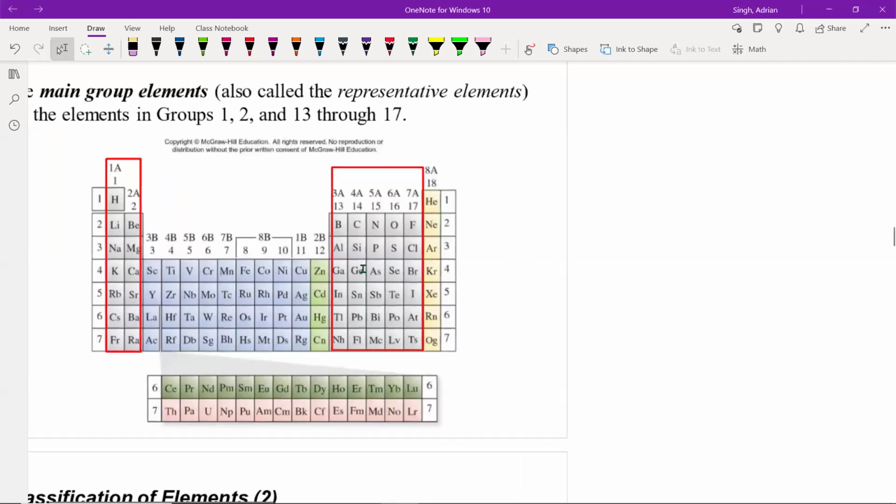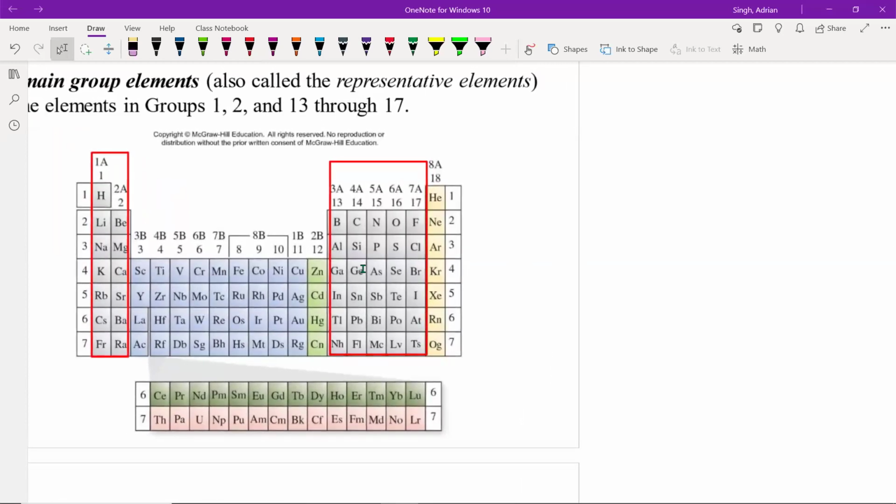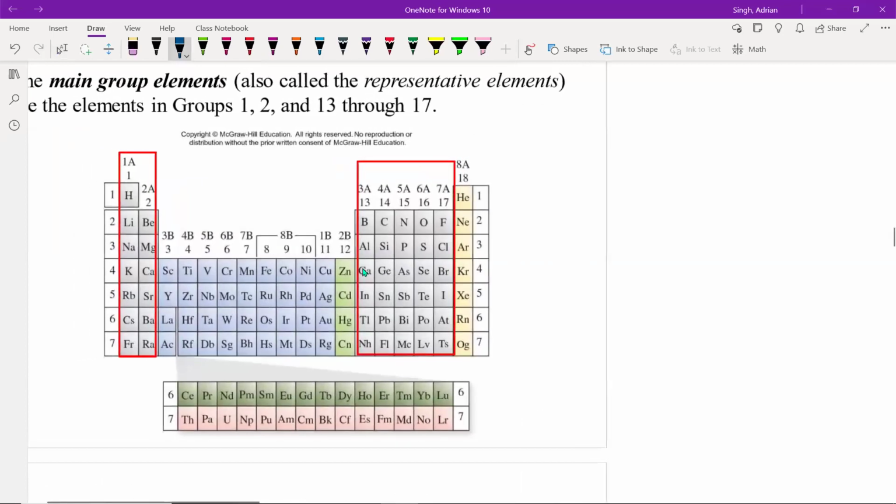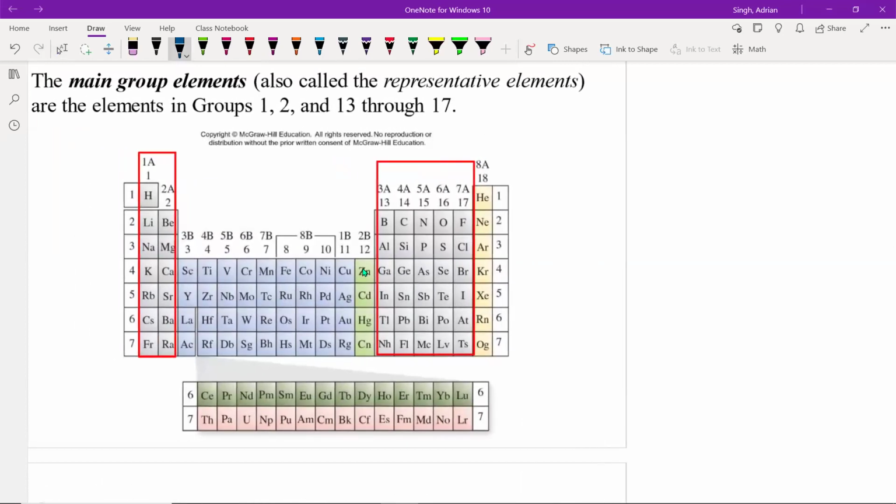When it comes to combining several of these groups, we collectively refer to groups 1A and 2A, along with groups 3A through sometimes 7A, but sometimes we also include 8A, as the representative elements or the main group elements. Okay, representative or the main group elements. So the main group.